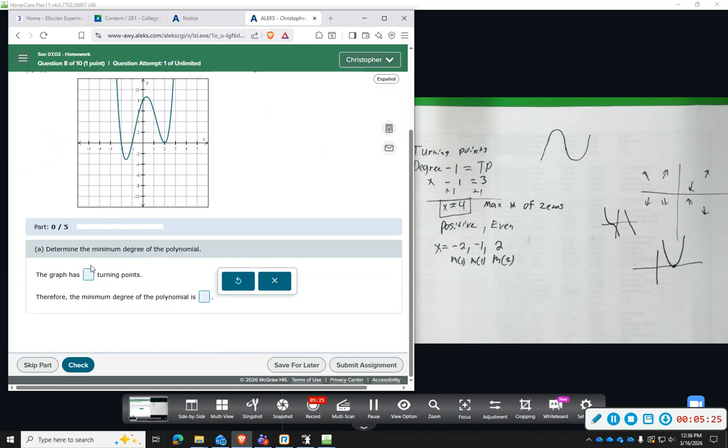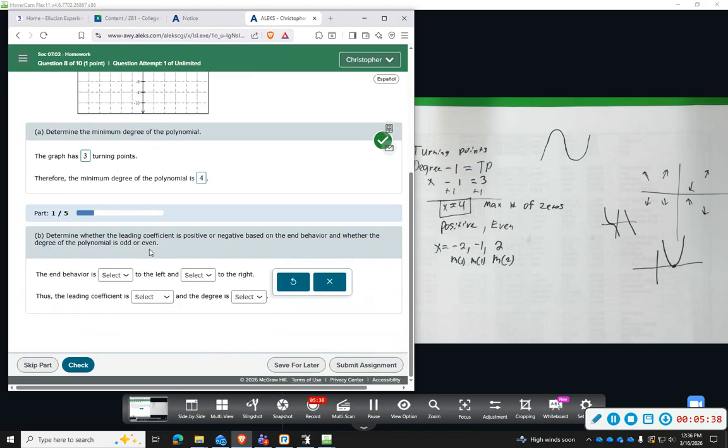Let's enter that. So graph has 3 turning points. Therefore, the minimum degree of the polynomial is 4. Determine whether the leading coefficient is positive based on the end behavior. So end behavior is up and to the left, and up and to the right. Coefficient is positive. Degree is even.